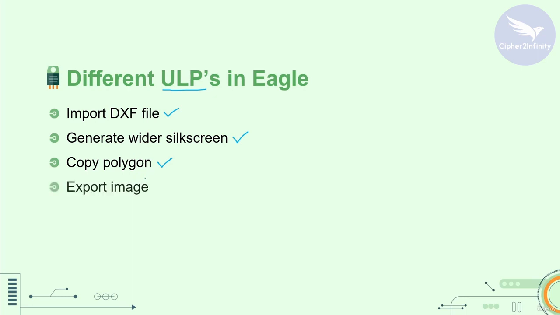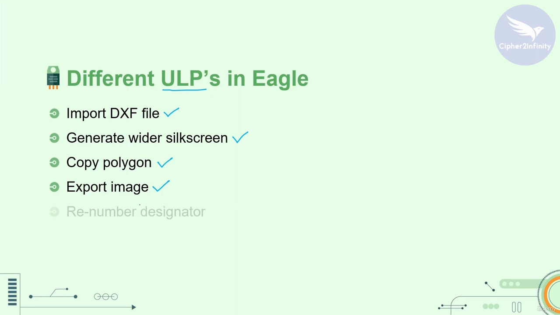And then the next one is export image. Whenever you have to export the image of your schematic, or whenever you have to export the image of your layout, you can run one ULP. So there are again two methods to export the image. Either you can go to the file, and from the export option you can export the image, or you can run the ULP, and by that method you can export the image of your layout or your schematic.